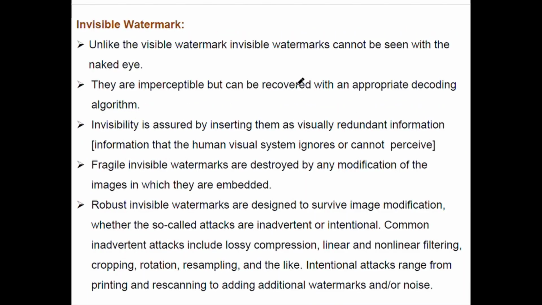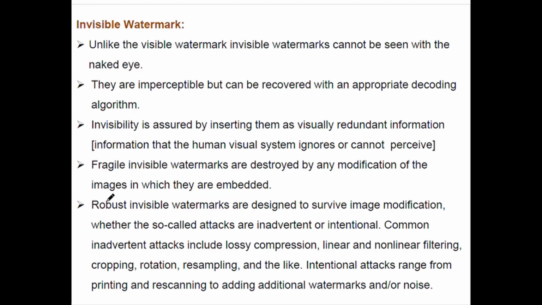Coming to the invisible watermark. Unlike the visible watermark, an invisible watermark cannot be seen with the naked eye. They are imperceptible but can be recovered with an appropriate decoding algorithm. Invisibility is assured by inserting them as visually redundant information. We know visually redundant information is what the human visual system ignores or cannot perceive. The watermark must be ignored by the human eye. Then only can you call it an invisible watermark.